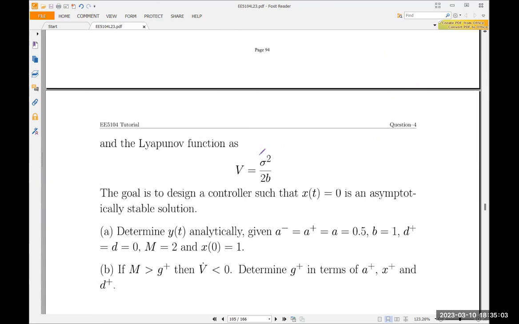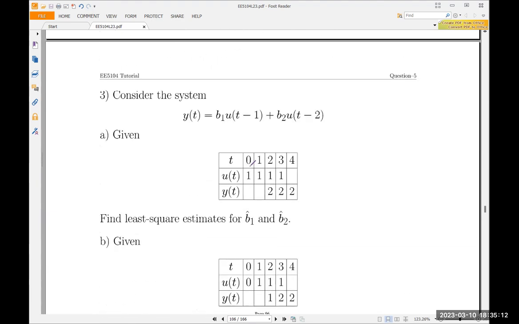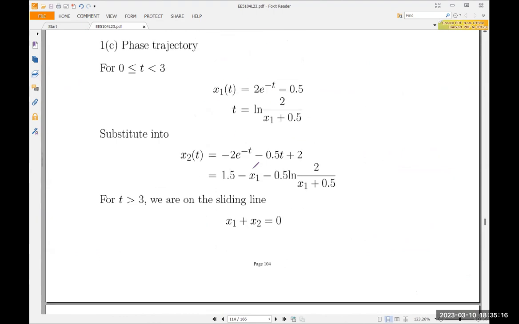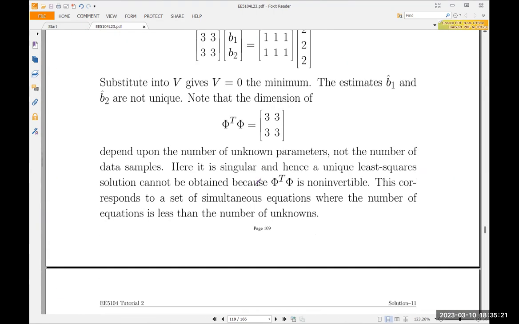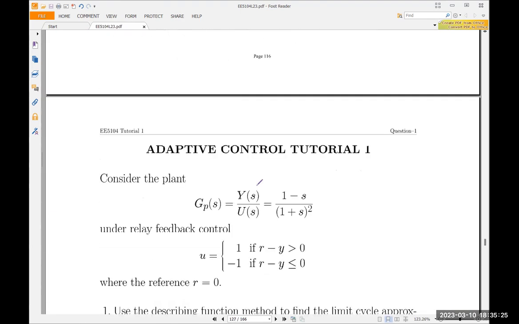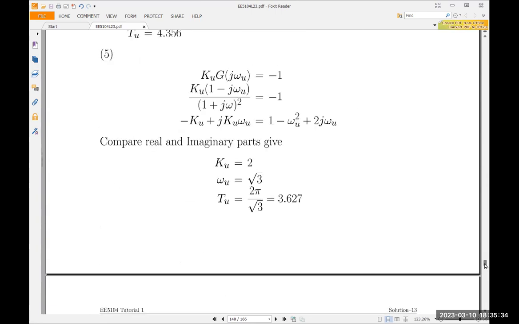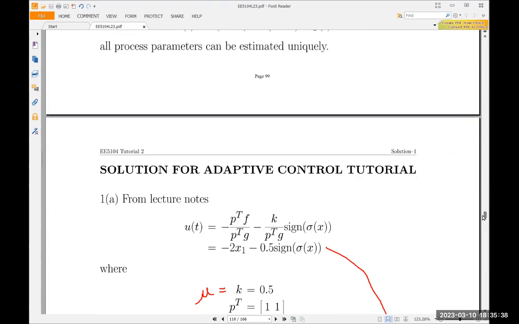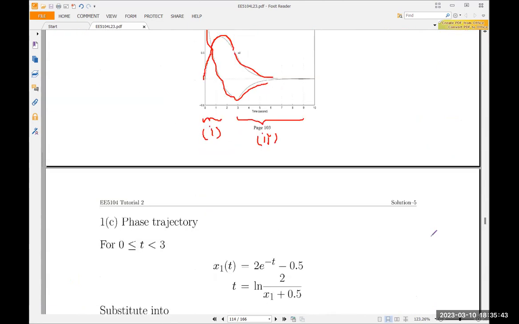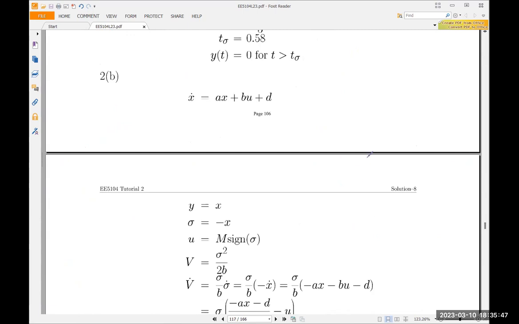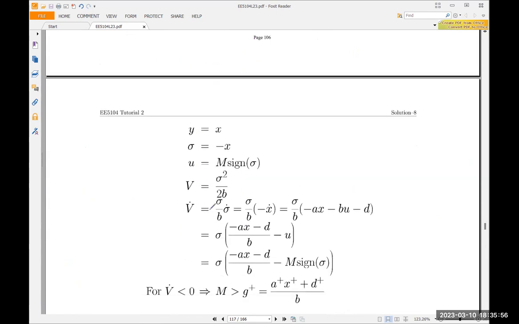Then now we go and write down the slope of the V curve. So you just differentiate with respect to time. So let's look at the answer. Okay, so the plant is given by this. All of these are copied from the question. The V curve is given by this. So I need to find the slope of the V curve. So you differentiate V with respect to time. You differentiate this, you will get this.